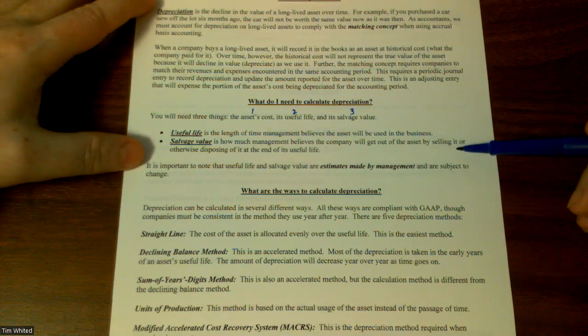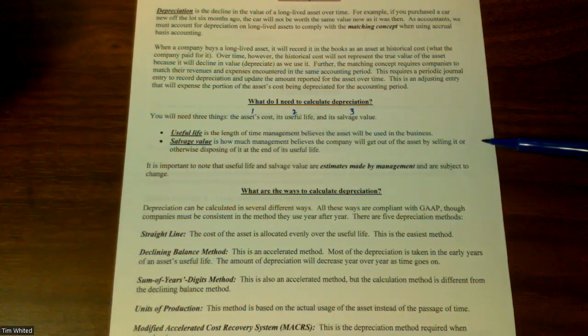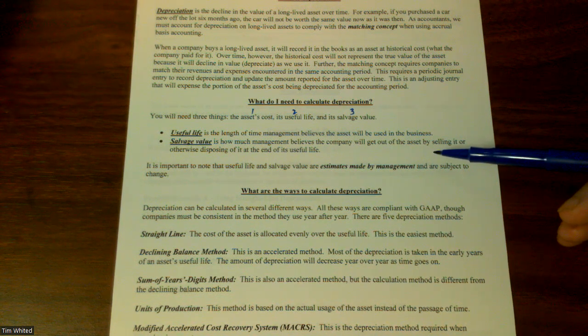Now, salvage value is when we get to the end of that asset's useful life, what are we going to get out of it? By selling it, by selling it for parts, whatever the case may be. This is also something that management is going to determine. So the key here is both of these are estimates. These are estimates made by management at the time we put the asset on the books.